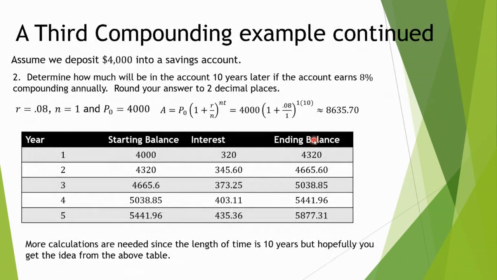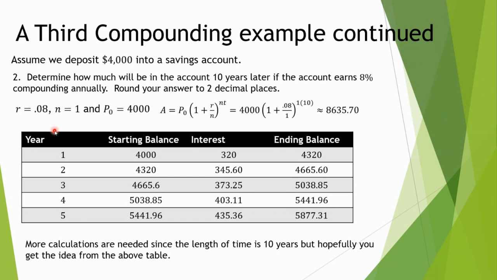But now, let's suppose instead we were compounding, and we're compounding annually. Well, based on the formulas alone, we can see how much will be in there. Our R is 0.08. Our N looks like 1. And our P sub 0 is 4,000. That's what's happening here.